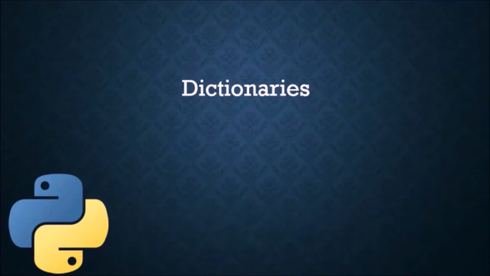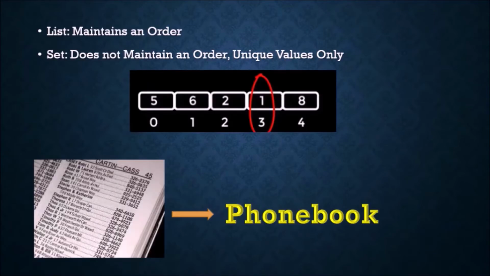So let's begin. Now we have talked about list and set in our previous videos, and that list maintains an order while set does not. So if we want every single value we go with list, or if we want only unique elements we go with set. Let's say we have a list of 5 elements and we want the fourth element. For that we call it through its index value.